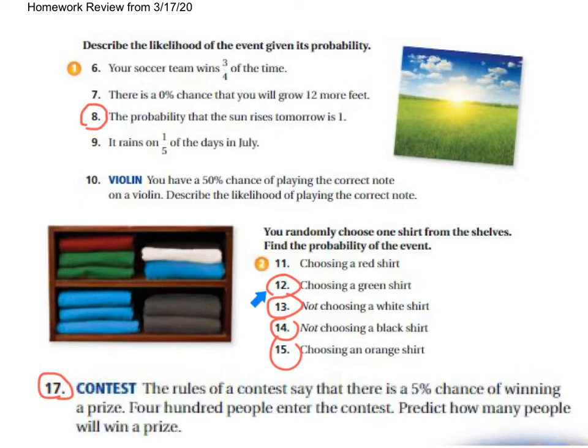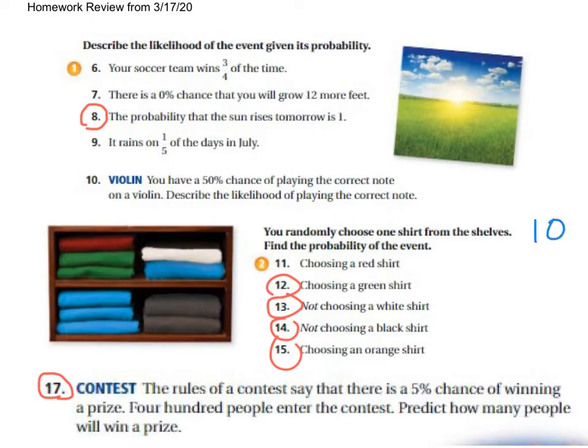Now the next ones we need to go over are 12, 13, 14, and 15. And we need to find the probability of the event that they're specifying using the t-shirts that are here in the shelves. So we need to know how many t-shirts are in the shelves. So if we count them, there's 1, 2, 3, 4, 5, 6, 7, 8, 9, 10. So there are 10 t-shirts total.